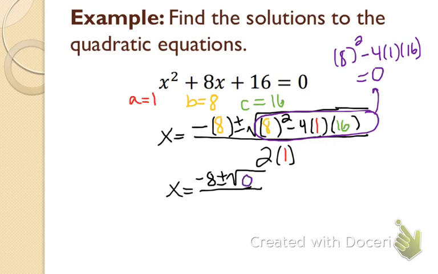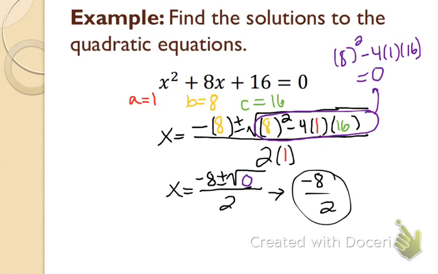That means that, well, first of all, let's not forget 2 times 1, 2. The square root of 0, well, it's just 0. So really, we don't even need to include the 0 in there. So I'm going to erase it. So we get one single solution. X is equal to negative 8 divided by 2.